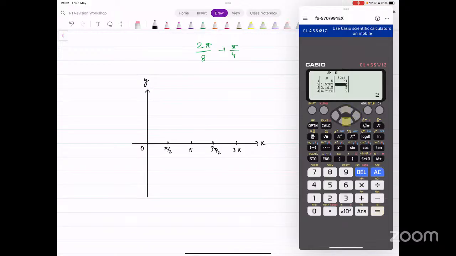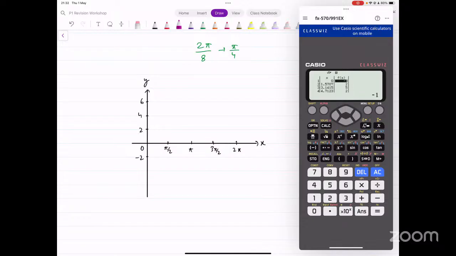Okay. Minus 1 is the minimum value and 5 is the maximum value. So take your scale according to that. Minus 1 is the minimum value. So since I've drawn it like this, I could say this is 2, this is 4, this is 6, and this is minus 2. Let's plot those values.